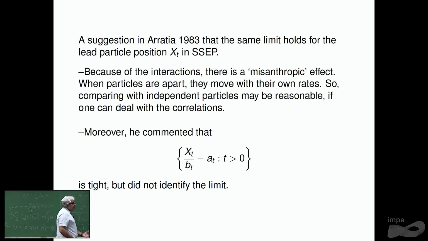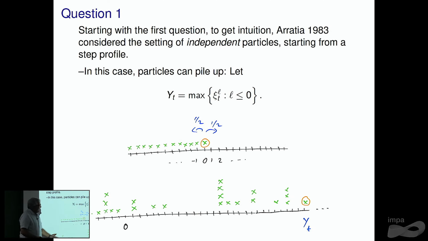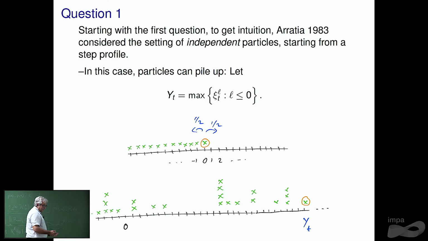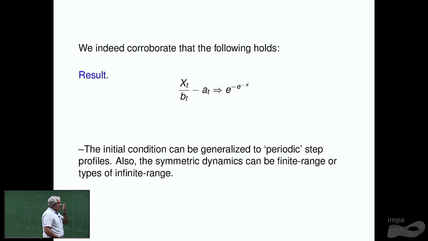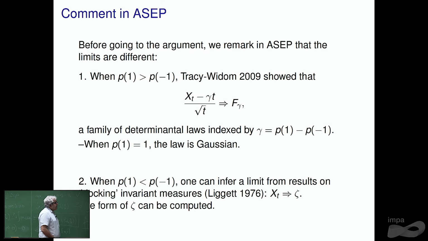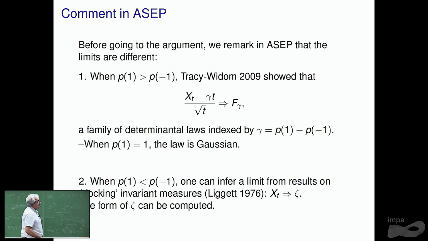Part of the intuition is that in the exclusion process, the lead particle will get ahead of everybody, and then it behaves like an independent particle. Anyway, we can verify that indeed the same limit holds. Before we go to the argument, which you might find hopefully interesting, let me get to Tracy-Widom's result, which is also very interesting.